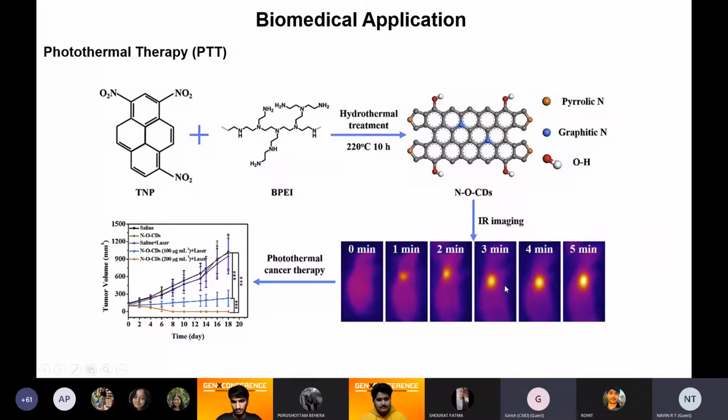So when the surface functional groups of these carbon dots are targeted with a moiety to the cancer cells, and they are irradiated with light, they are able to produce the photothermal effect, and thereby they cause reduction in the tumor size of the mouse model that they have used. So this is another interesting property of these carbon dots. And obviously, not all carbon dots will show this property. People have to actually engineer the carbon dots using doping and surface functionalization. So that was the take-home message from this study.